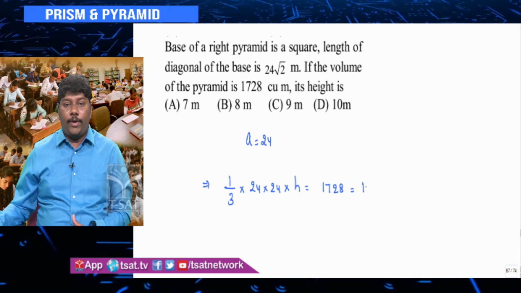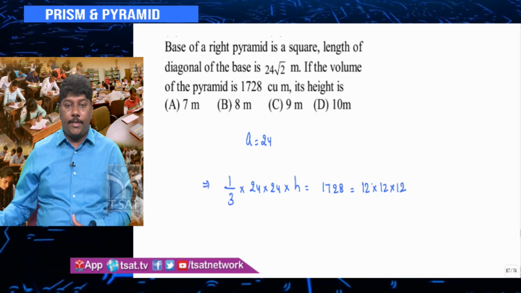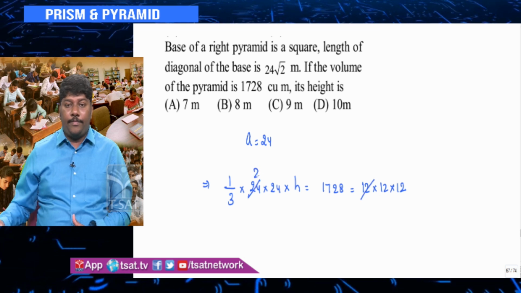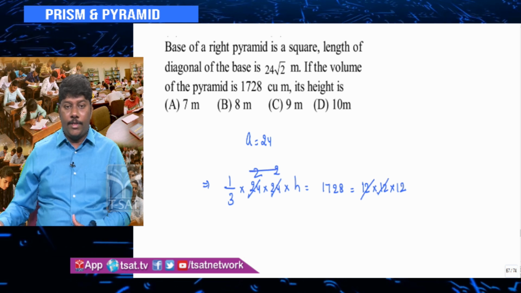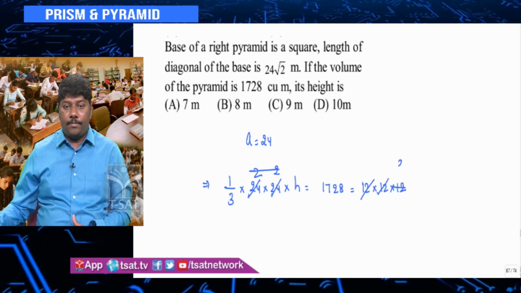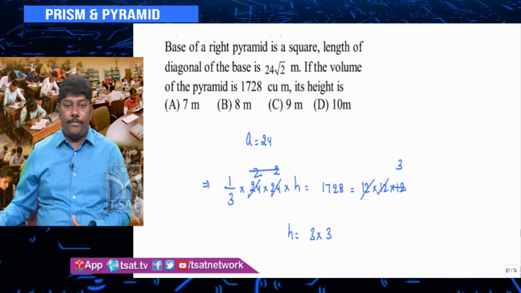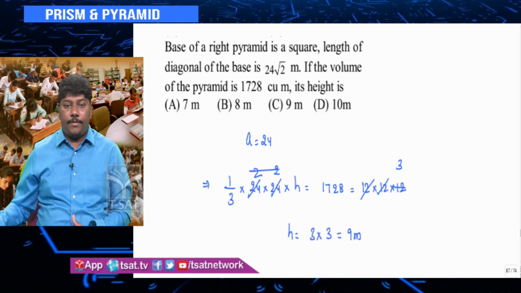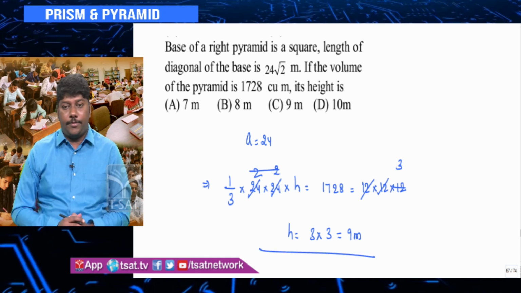1728 can be written as 12 cube, which is 12 into 12 into 12. You can cancel it: 12 ones are 12, twos are, 4 ones are 4, threes are. So height is equal to 3 into 3, which is 9. So the height of this pyramid is 9 meters.